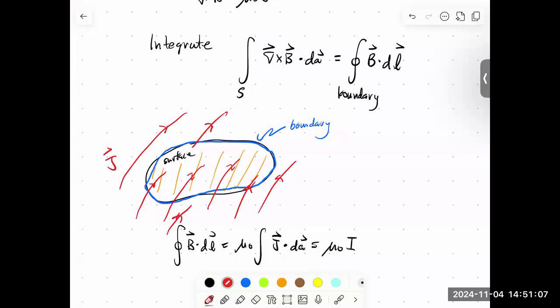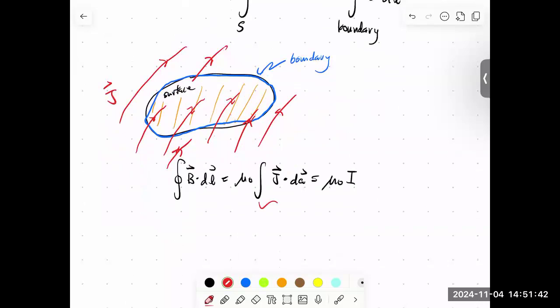So for example, if the screen was my flat surface and my current density was going parallel to that screen, none of it would pass through the screen and we'd get 0 for the integral because the dot product would vanish. But if I have some lines actually penetrating into my surface, then I get non-zero dot products and a non-zero result for this integral. And in fact, the total current I that crosses the surface is the integral of J dot dA. So this is just equal to I.